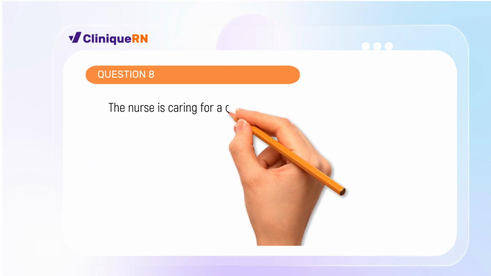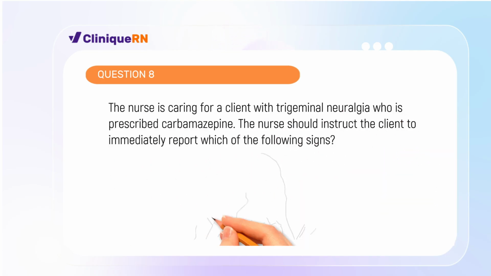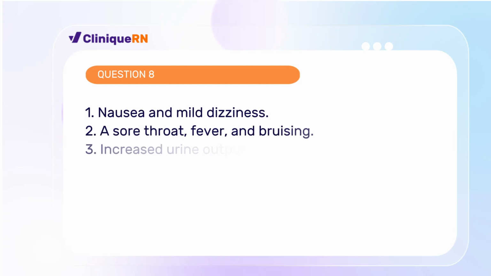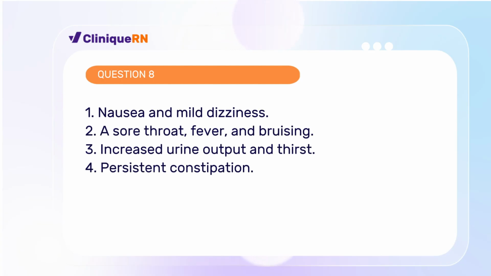Question 8. The nurse is caring for a client with trigeminal neuralgia who is prescribed carbamazepine. The nurse should instruct the client to immediately report which of the following signs? 1. Nausea and mild dizziness. 2. A sore throat, fever, and bruising. 3. Increased urine output and thirst. 4. Persistent constipation.